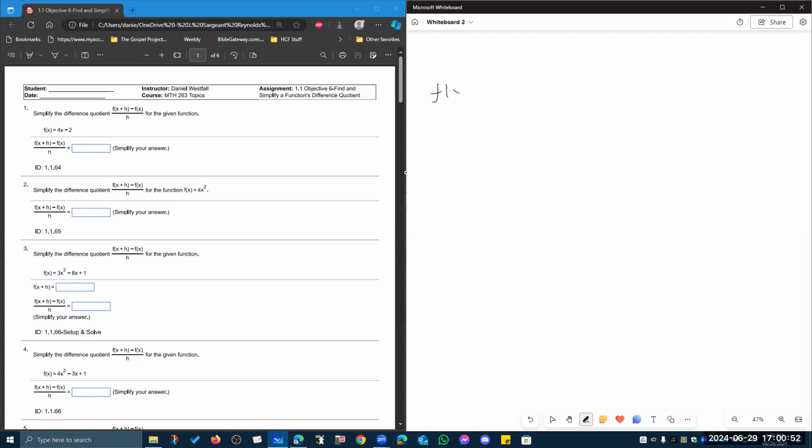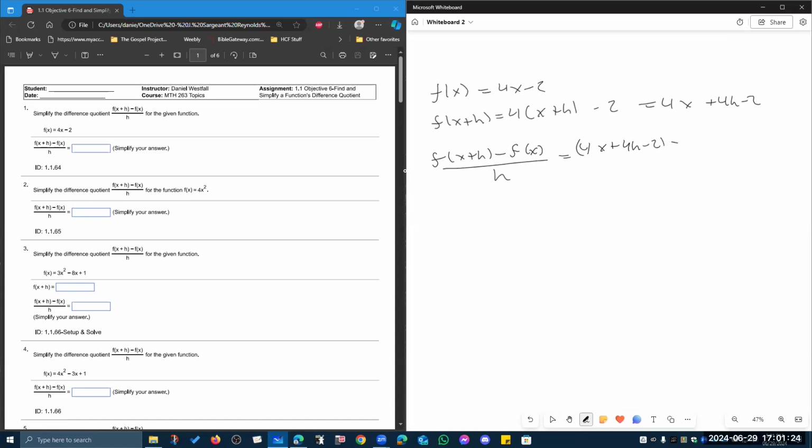Our original function here, f of x, is 4x minus 2. We want to find f of x plus h. 4 times x plus h minus 2 is 4x plus 4h minus 2. We're going to plug that into f of x plus h minus f of x divided by h, which is going to be 4x plus 4h minus 2 minus 4x minus 2 over h.